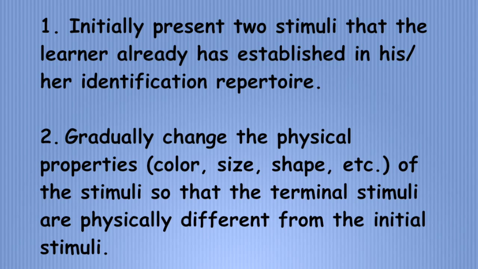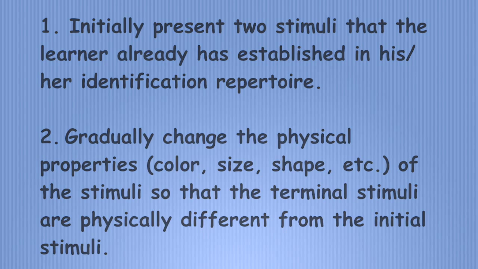Stimulus shaping might be used to help a learner acquire shape discrimination. To use stimulus shaping, we first initially present 2 stimuli that the learner has already established in his or her identification repertoire. Gradually change the physical properties of the stimuli so that the terminal stimuli are physically different from that of the initial stimuli.